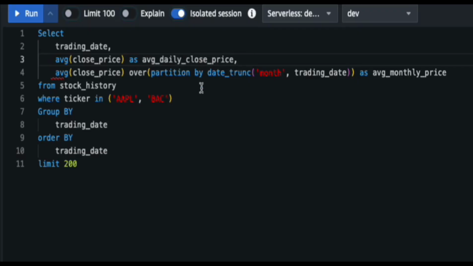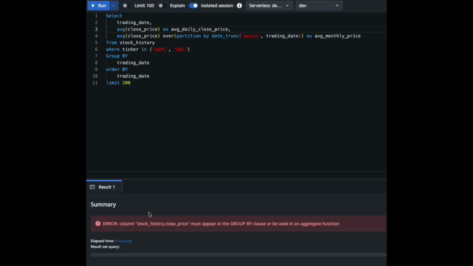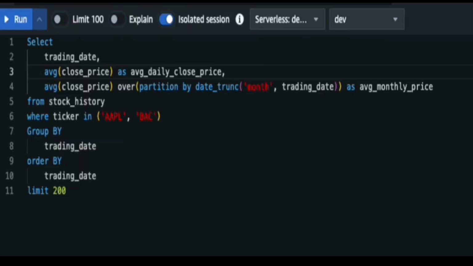Then I'm going to do a group by. I'm going to run this right now, and this is not going to work. It says error: stock history close price must appear in the group by. If you've ever tried this, this is probably the error you got, and you just got stuck and could not figure it out.